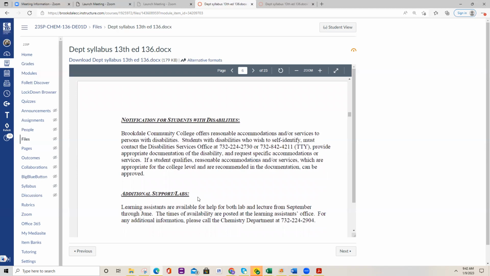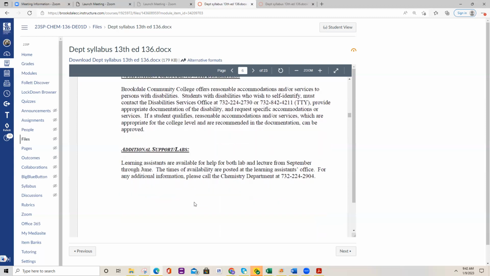Additional support labs. In addition to my office hours, the chemistry department offers tutoring for the spring and the fall semesters. So that's a chance to get a little bit of extra help. Generally, about the second week of the semester, that schedule is finalized. Whenever that's finalized, I post that in Canvas so you can see where to get a little bit of additional support and extra help as well.